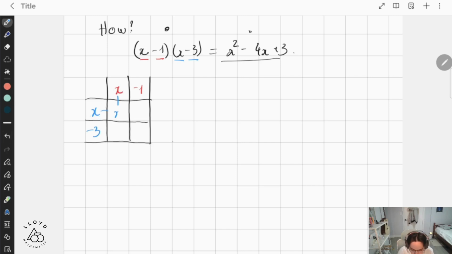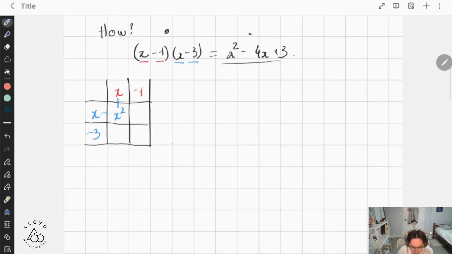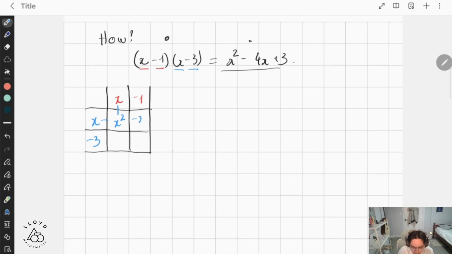So that will be equal to x squared, and with this point, I will multiply this number and this number. So that will become -x, and with this square, that will be equal to -3x, and the last one will be -3 times -1, and that is 3. And after that, we just need one simple thing, which is to add all things together.